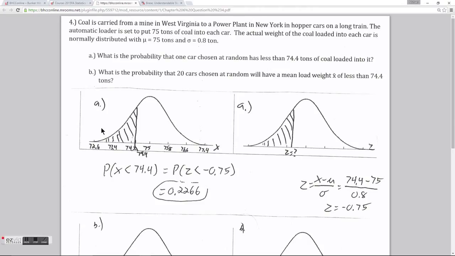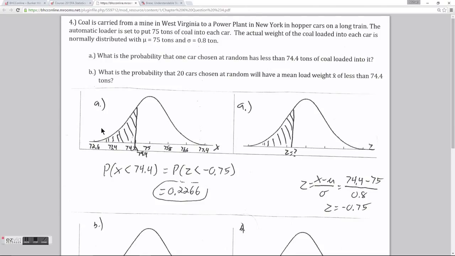In example 4, we're looking at a machine that loads coal into different train cars. We're told this machine loads cars with a mean weight of 75 tons and a standard deviation of 0.8 tons. And we're told that it also loads the cars with a normal distribution. So with that information, we're going to look at two different situations and calculate two different kinds of probabilities.